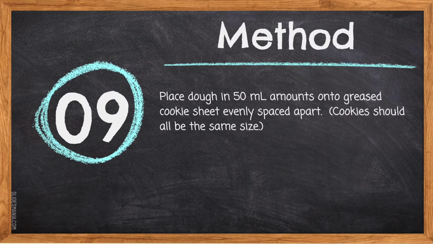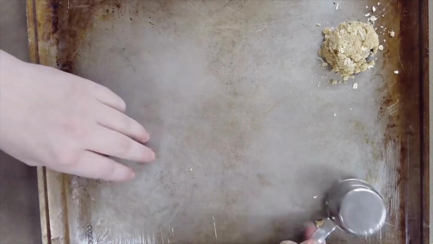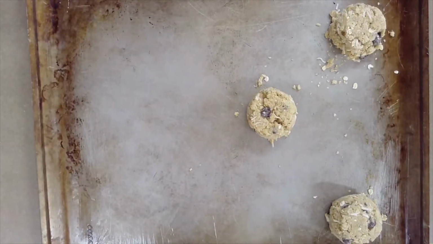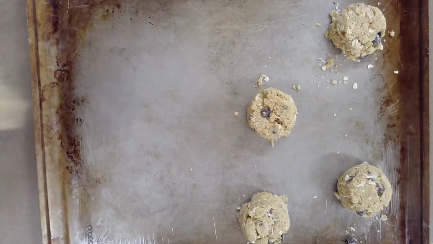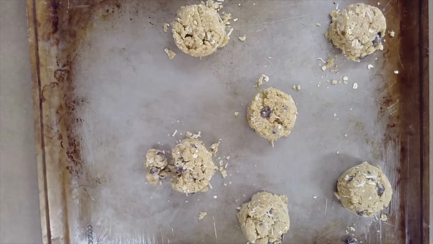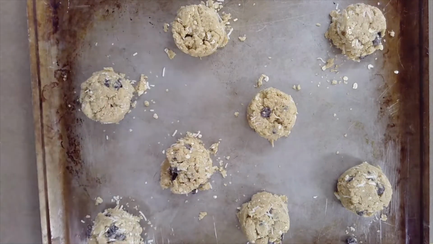Step 9. Place dough in 50 milliliter amounts onto the greased cookie sheet, evenly spaced apart. Cookies should be all the same size. Now, when you put the cookies down, make sure they're an equal distance apart on the cookie sheet. We want to use a scoop because it helps us keep a uniform amount in each cookie. You can also use a cookie scoop if you have one at home.